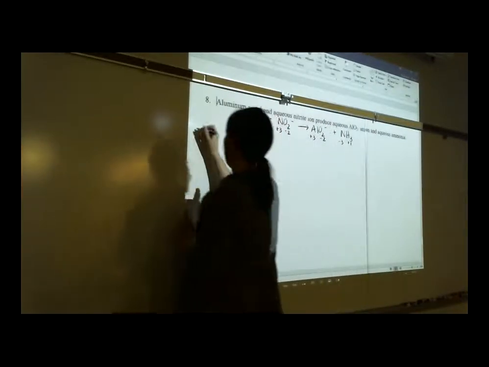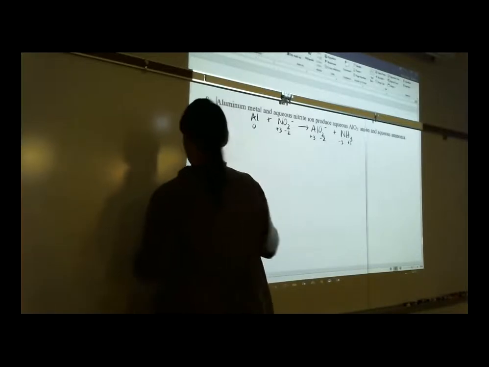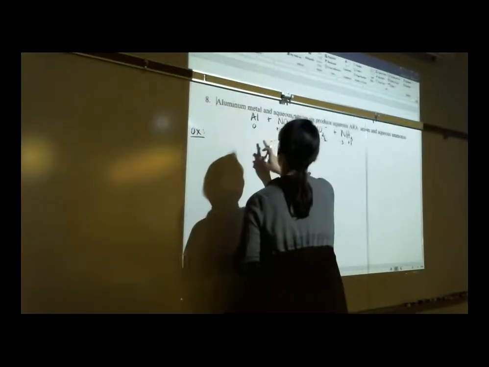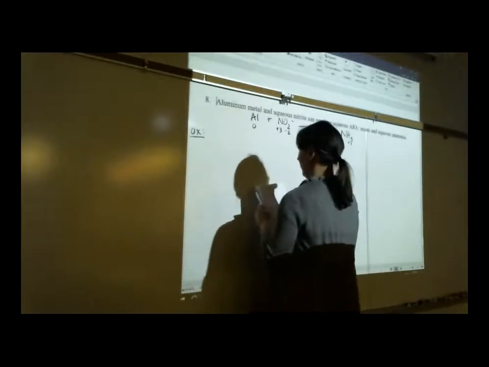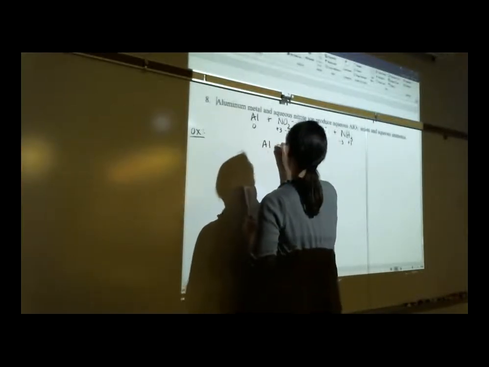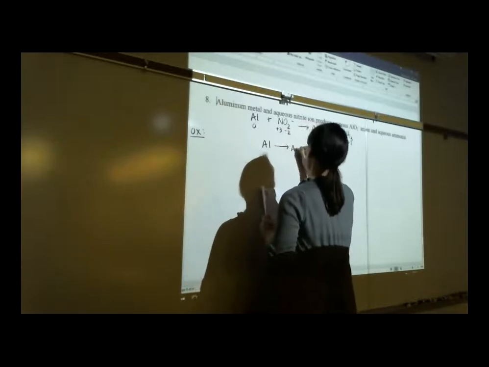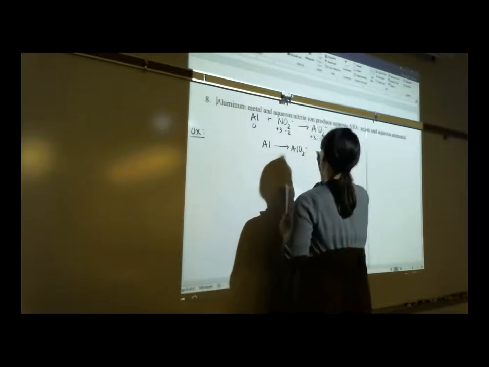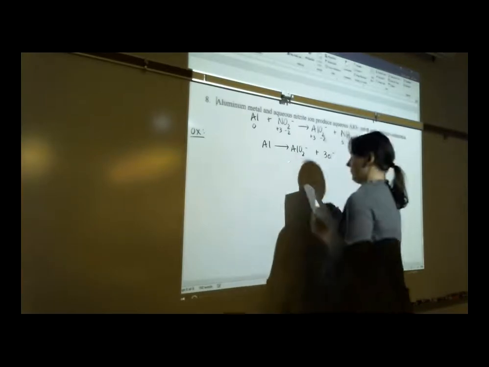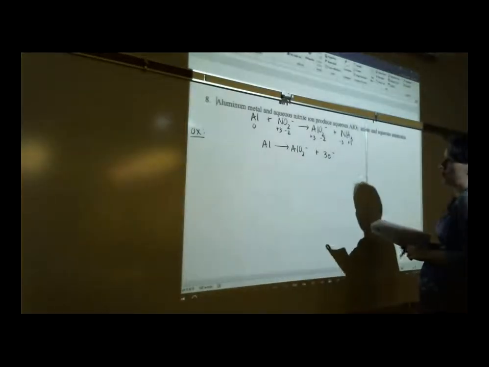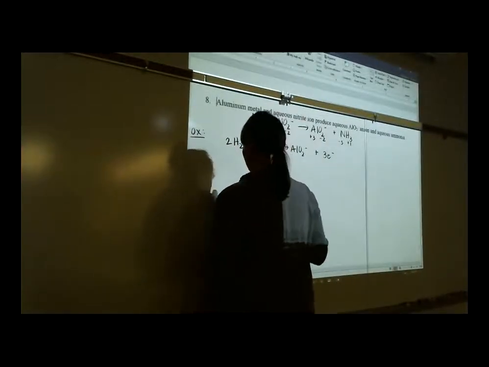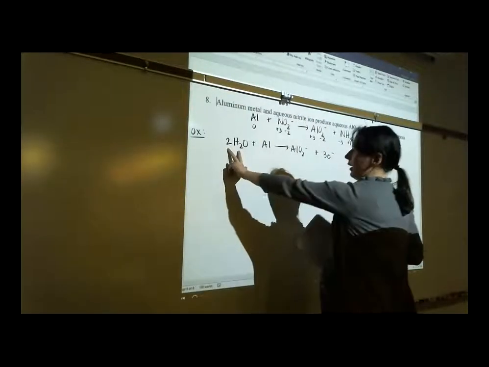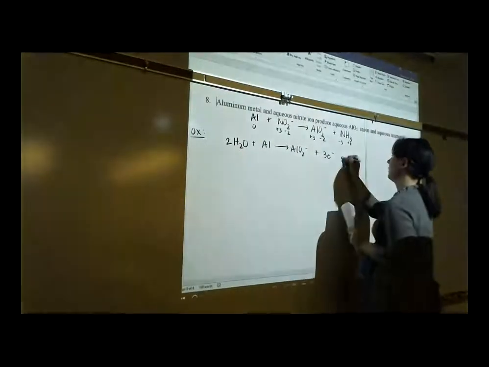All right, let's do the oxidation. So aluminum is going from 0 to plus 3, so that's a loss of 3 electrons. So that would be Al becoming AlO2 minus plus 3 electrons. Now I've got to deal with the oxygen component. I need 2 oxygens here, so 2H2O. And now I need hydrogens, so I need 4H plus.